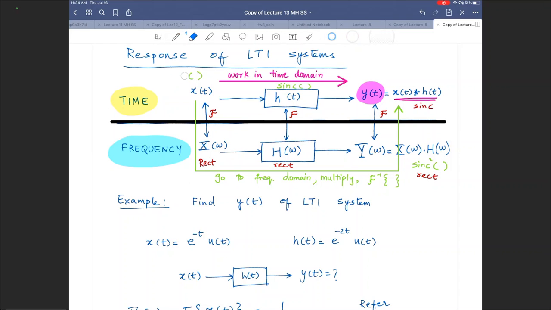All right, let me erase this so that there's no confusion later on. But I hope you see that depending on the type of the signal, which world you work in might be the best choice. All right, questions about this discussion on response of linear time invariant systems.